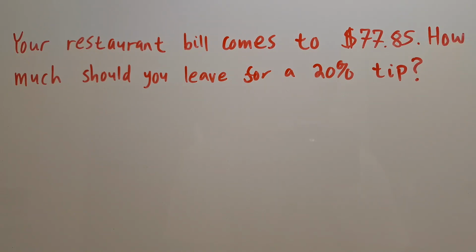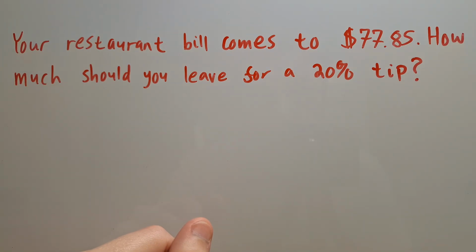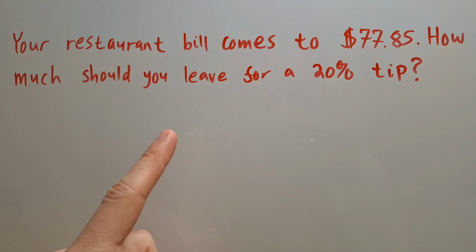Hello everyone, in this video we are going to work out how to calculate tips. So here it says your restaurant bill comes to $77.85. How much should you leave for a 20% tip?